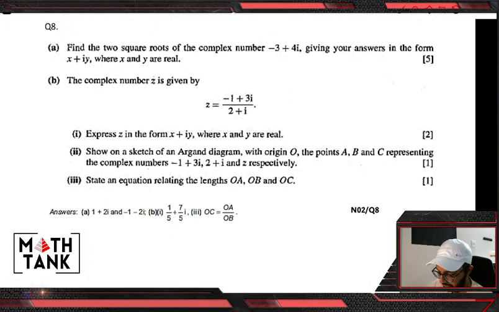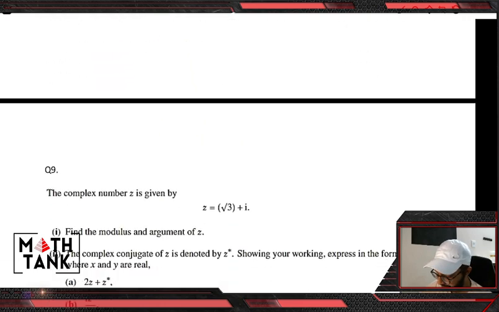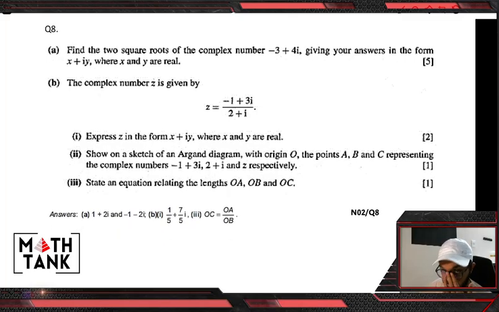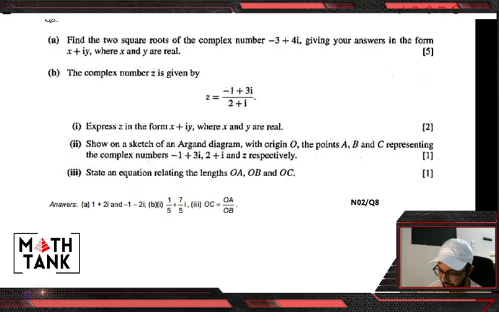Moving on to the next question. Let's look at this. It says find the two square roots of the complex number minus 3 plus 4i, giving an answer in the form x plus yi, where x and y are real numbers. Since we've done this in the past, I would recommend that you pause the video and try to do this yourself while I also solve it once you've resumed the video.